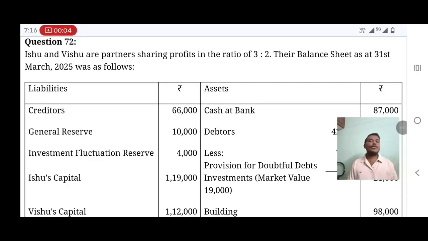In this video, I'm going to talk about how to calculate the capital, or how to adjust the capital on the basis of the new or incoming partner's capital. This is also very useful for CBSE and ISC boards.